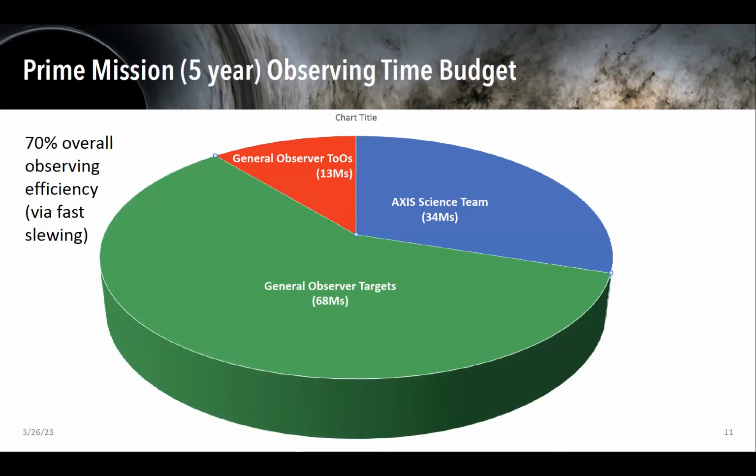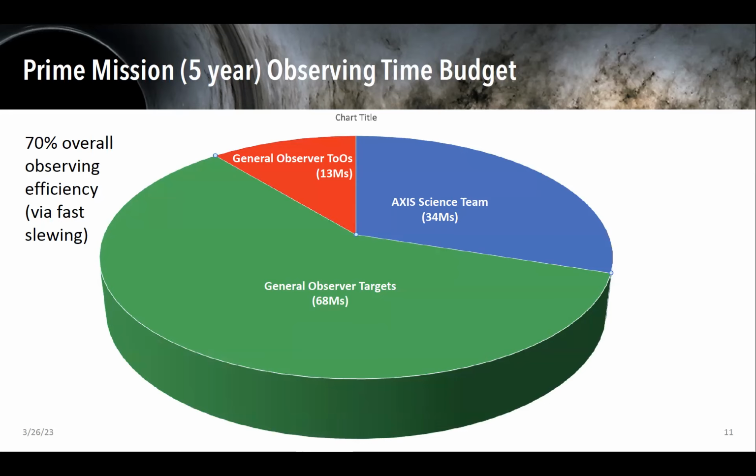As has been pointed out already by the previous probe talks, so both Hexby and Lem pointed this out, by mandate, 70% of the observing time in the probe is going to be general observer time. So this is how we see our time breaking out.